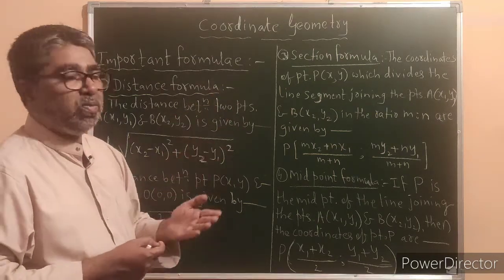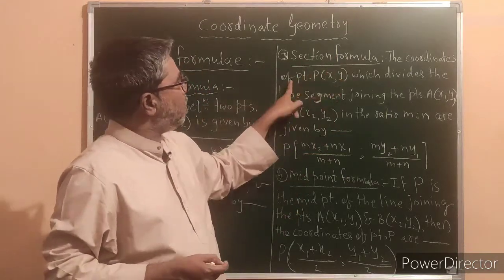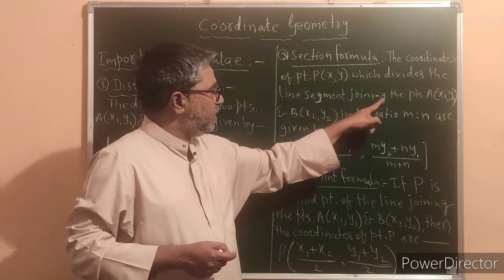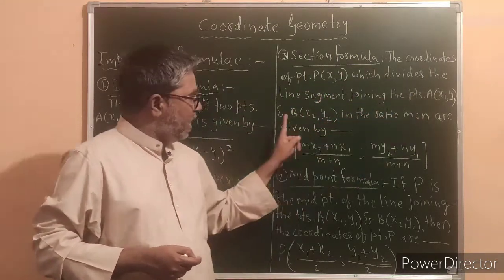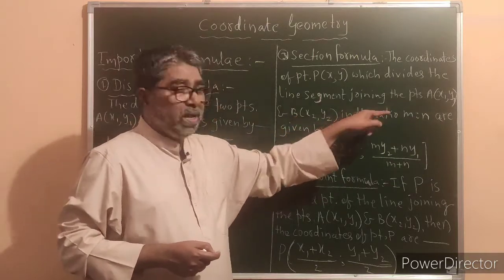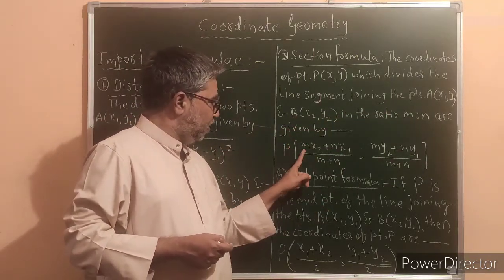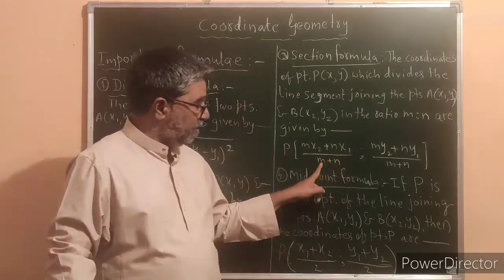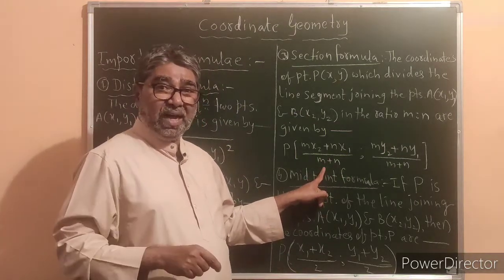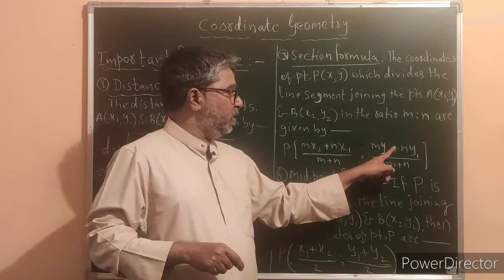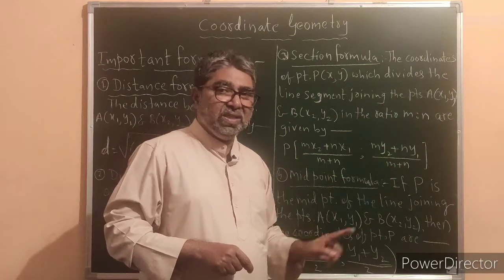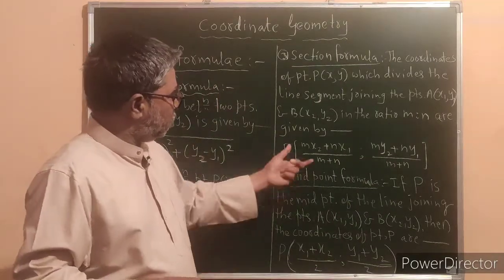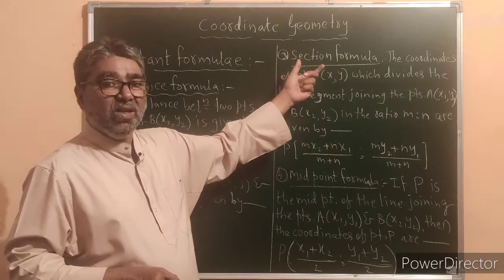Now coming to the third formula, which is called the section formula. The coordinates of point P (x, y), which divides the line segment joining the points A (x1, y1) and B (x2, y2) in the ratio m is to n, are given by this formula: (m x2 plus n x1) upon (m plus n), this is the abscissa or x coordinate, and (m y2 plus n y1) upon (m plus n), this is the ordinate, or you can also call it the y coordinate. So this is the formula which is called the section formula.